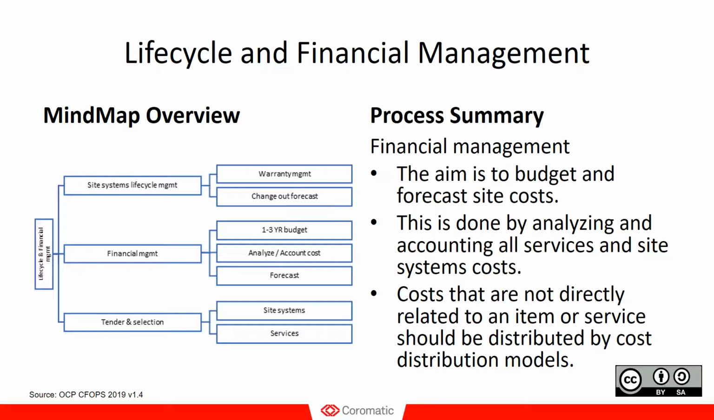The next area within the life cycle and financial management is the financial management itself. This is the traditional budgeting and follow-up process, which means that typically you would have a 3 to 5 year high-level financial plan for a site or a portfolio of sites, and then you would have maybe a rolling 12-month or a fiscal year detailed budget.